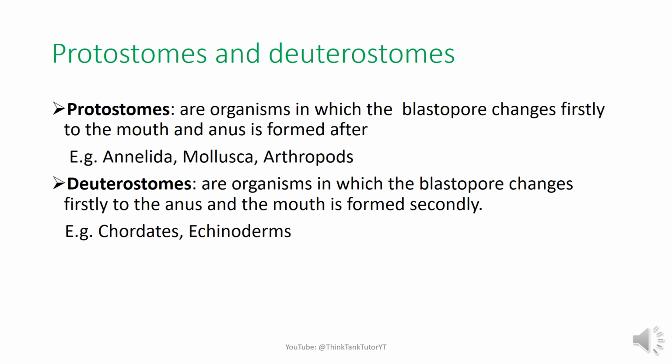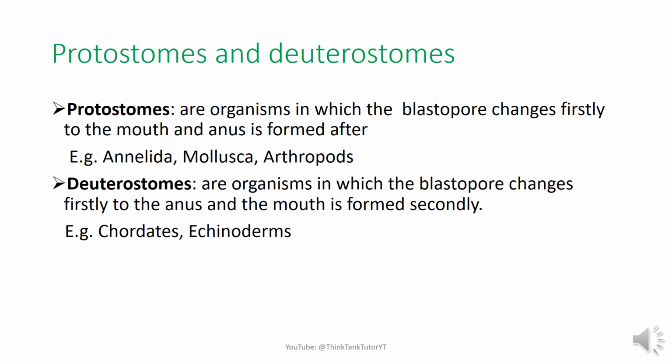Protostomes and deuterostomes. Protostomes are organisms in which the blastopore changes firstly to the mouth and the anus is formed after. During fertilization, there is formation of a single cell called a zygote. That zygote undergoes a lot of divisions, of course mitosis, and forms a large ball of cells called a blastula. That blastula grows further and forms a cup-like structure, which is called the blastopore. When that blastopore changes firstly to the mouth and the anus is formed after, that organism is called a protostome.